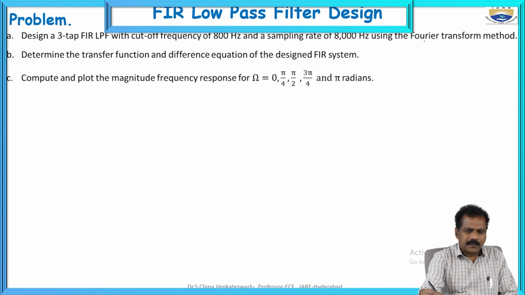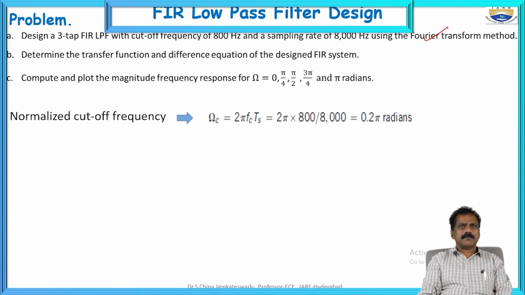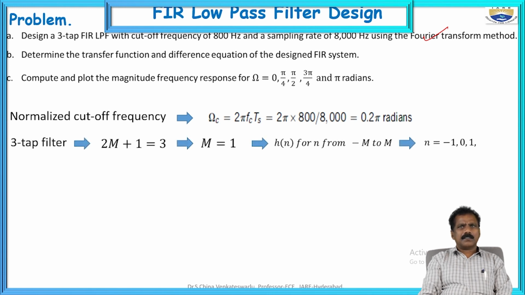This is one aspect. The second is to determine the transfer function and difference equation of the designed finite impulse response system. The third is, for the FIR low pass filter design, to compute and plot the magnitude frequency response for omega equal to 0, pi by 4, pi by 2, 3 pi by 4 and pi radians. We have to consider the normalized cutoff frequency, given by omega c equal to 2 pi fc into Ts, that is 2 pi into 800 by 8000, which is 0.2 pi radians.